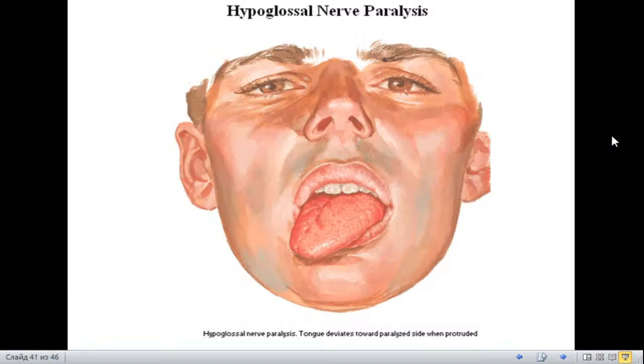Lesion to hypoglossal nerve causes paralysis, and in this case tongue deviates towards paralyzed side in case of protrusion.